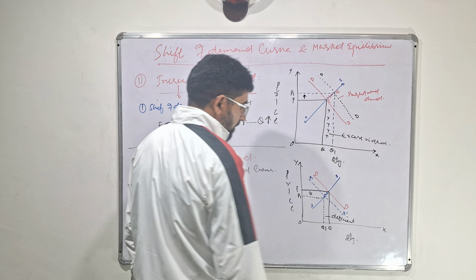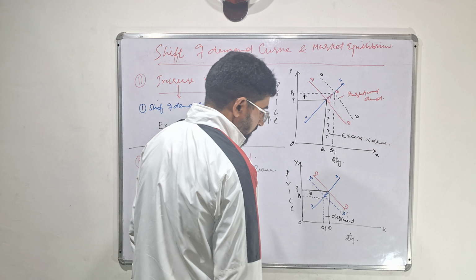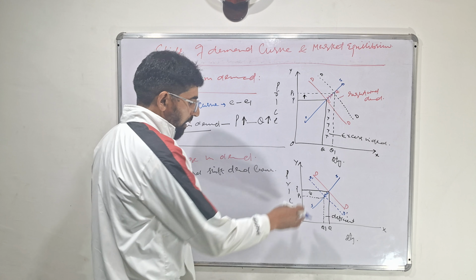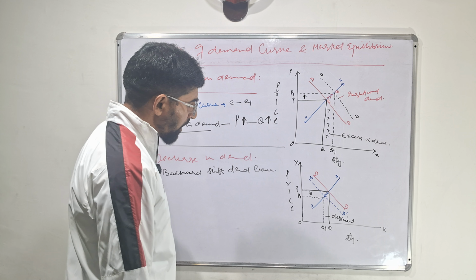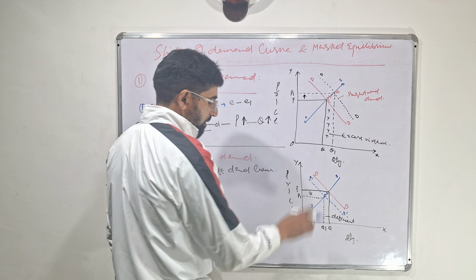There will be a decline in quantity supply. Here is a rise in quantity supply, an increase in quantity supply. Here there will be a decrease in quantity supply. As price falls, this is a positive relation between price and quantity supply. When price falls, this will lead to a fall in quantity supply. And there will be excess in supply. Simply, there will be deficit in demand, excess in supply.